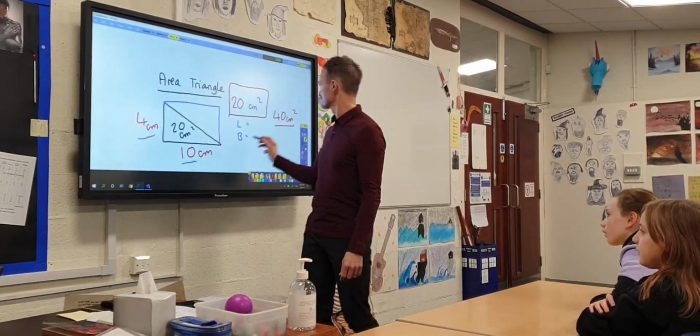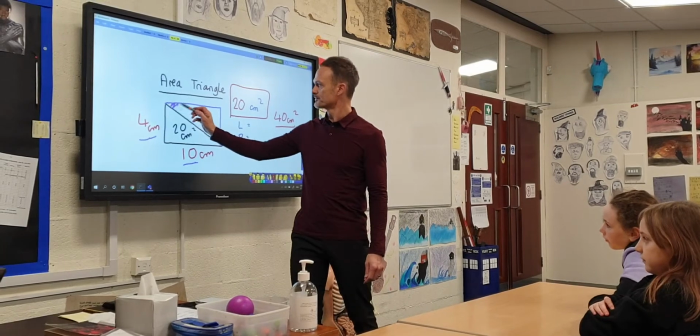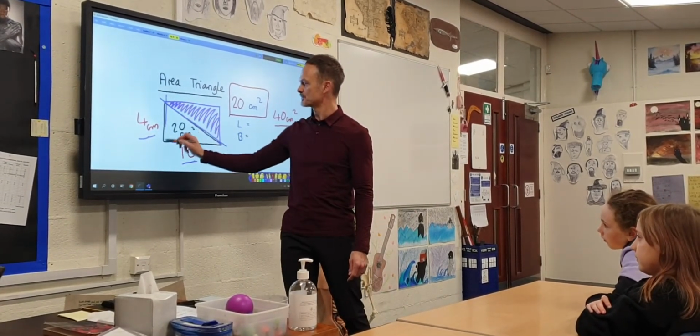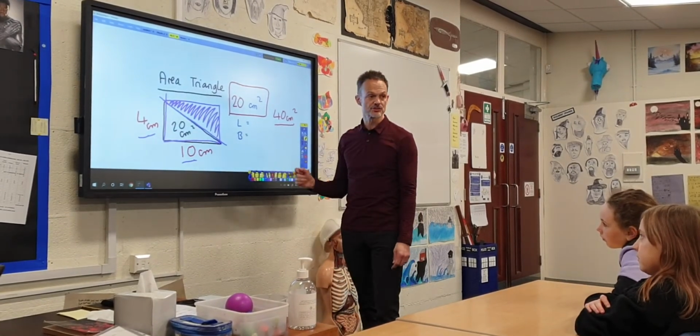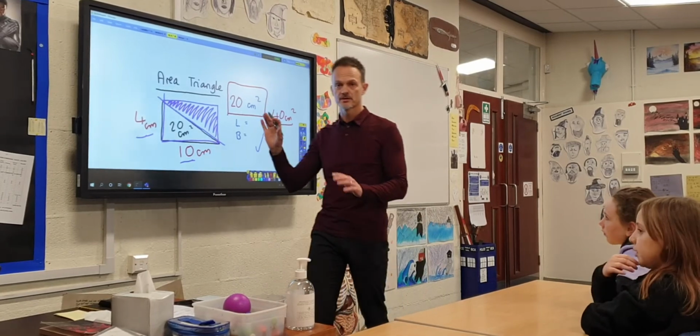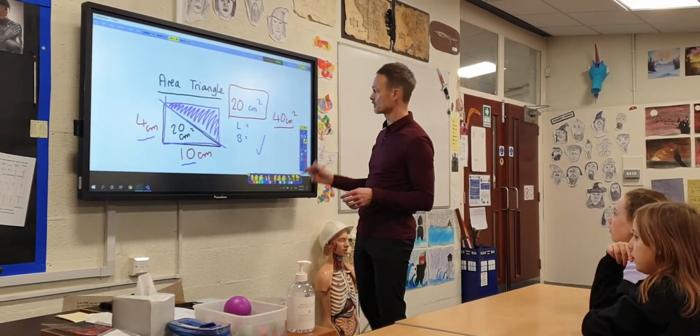4 times 10 gets us 40. 40 is for all of this bit as well, which we don't want. We have to half it to get the bit we do want, which is 20, because it's a triangle. Coops, you are completely right. We'll do a couple more of those later if you're finding those tricky. I know a couple of people in here got them wrong yesterday.